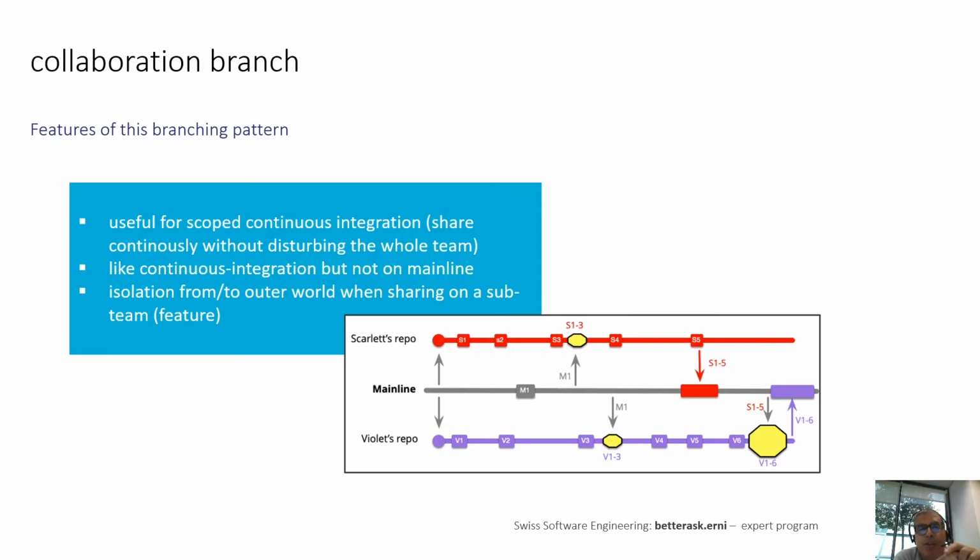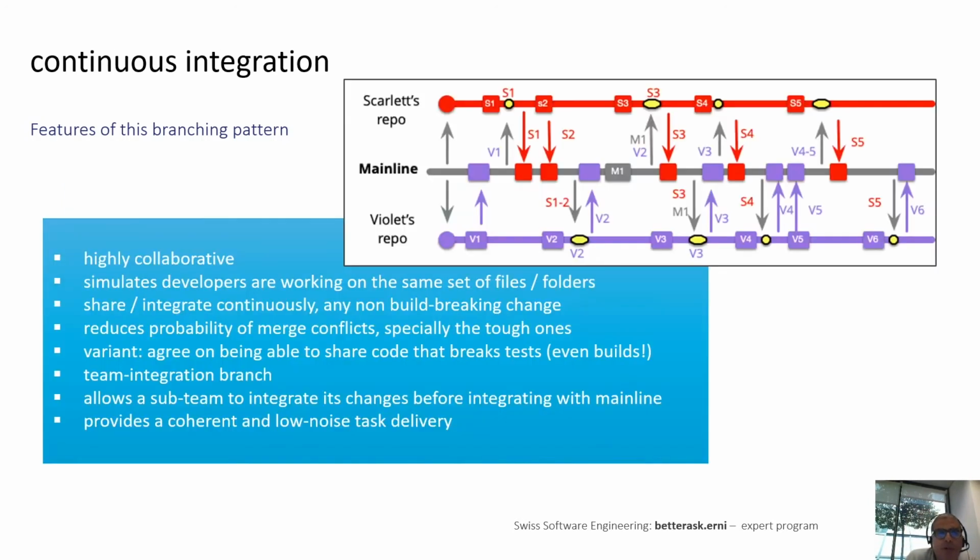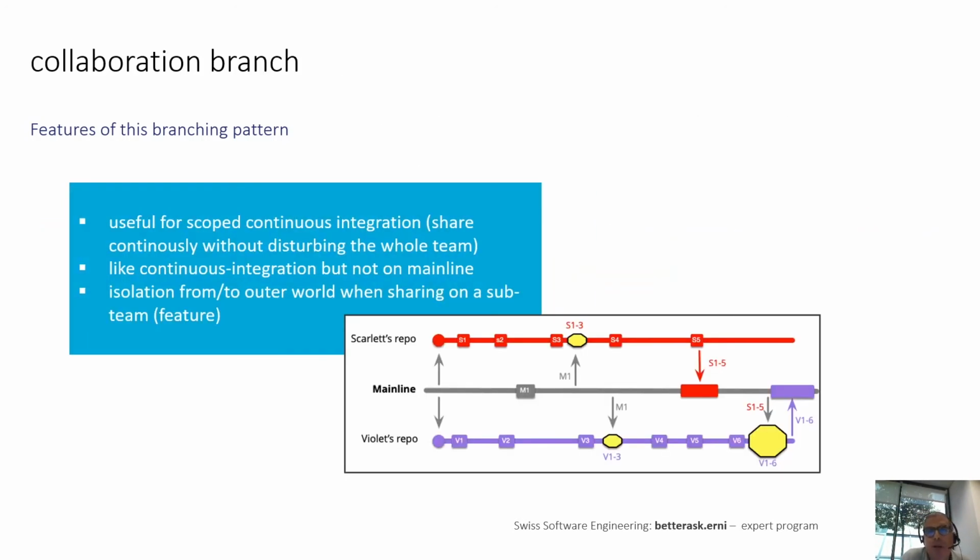A collaboration branch. This is also a subset of the previous one, continuous integration. You do the same, but only in a hidden place. Nobody will see you, but you share continuously between two or three people who are working on a feature. The diagram says mainline here, but it should not say mainline. It should say collaboration. You share your work continuously, but you don't affect the rest of the team or teams.